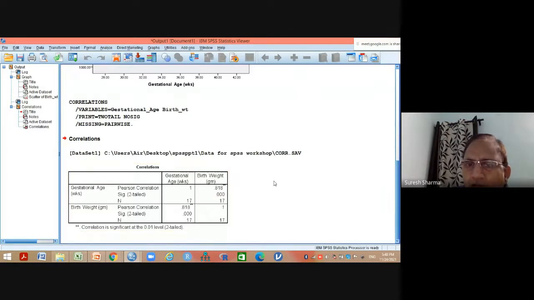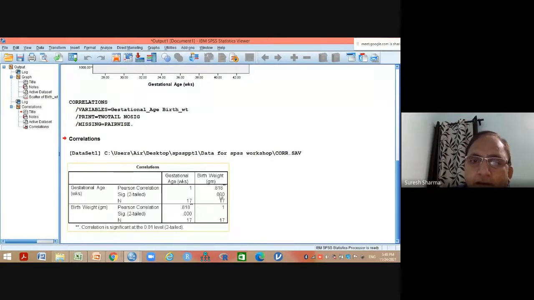So what I have to report is that correlation between gestational age and birth weight is 0.818, which is significant, with a p-value of 0.000, I have to put 0.001. Let me just repeat. I have to put 0.001. P-value is never 0. But SPSS will give you only up to 3 decimals.